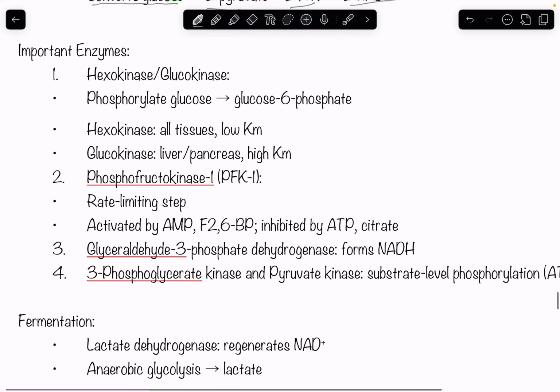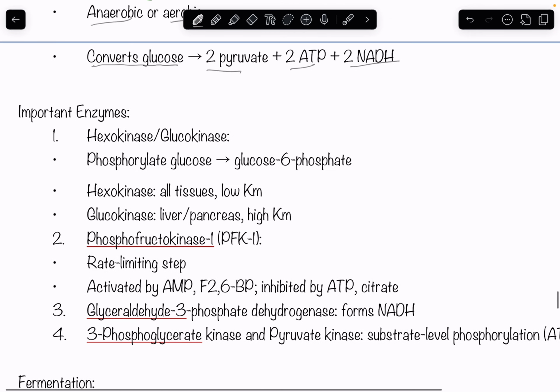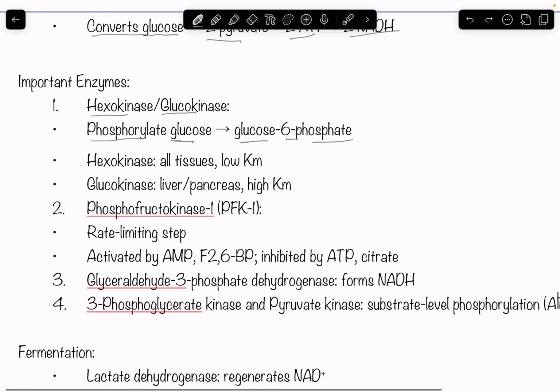So some very important enzymes in glycolysis, we're going to start with hexokinase, or you may see it as glucokinase. So it phosphorylates glucose, okay? Meaning we're going to add a phosphate to glucose, and we're going to turn glucose into G6P. So the 6 tells us we added the phosphate on the 6 carbon.